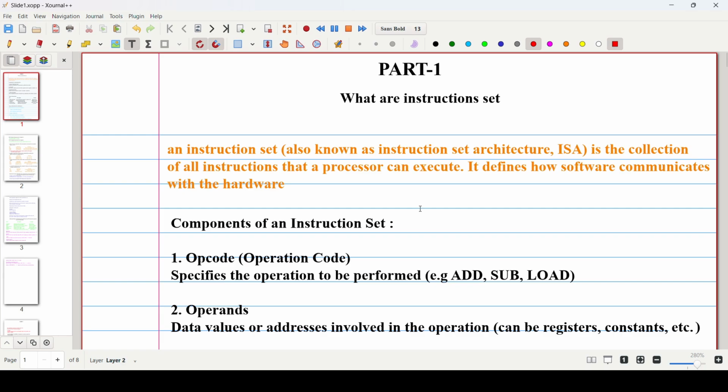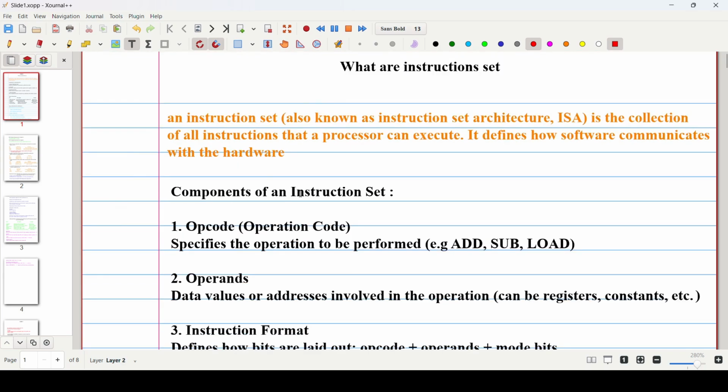So let's discuss. What is an instruction set? An instruction set, also known as the instruction set architecture, or ISA for short, is a collection of all the instructions that a processor or the CPU can execute. It defines how the software communicates with the hardware, mainly the CPU. Whatever instructions or commands we give to the CPU to execute come under the instruction set.